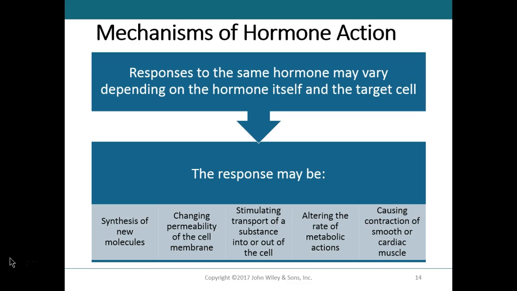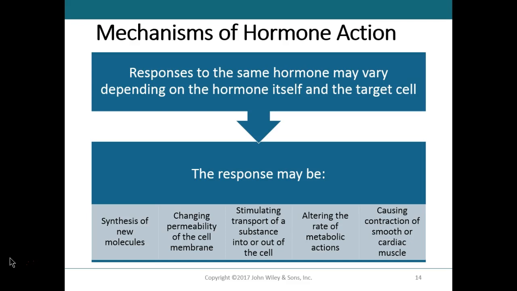Okay, now we can move forward. So the response that a hormone is going to have on a cell depends on the hormone itself, but also the cell. Target cells respond differently to the same hormone in different parts of the body. For example, insulin stimulates the synthesis of glycogen in the liver and the synthesis of triglycerides in fat tissue.